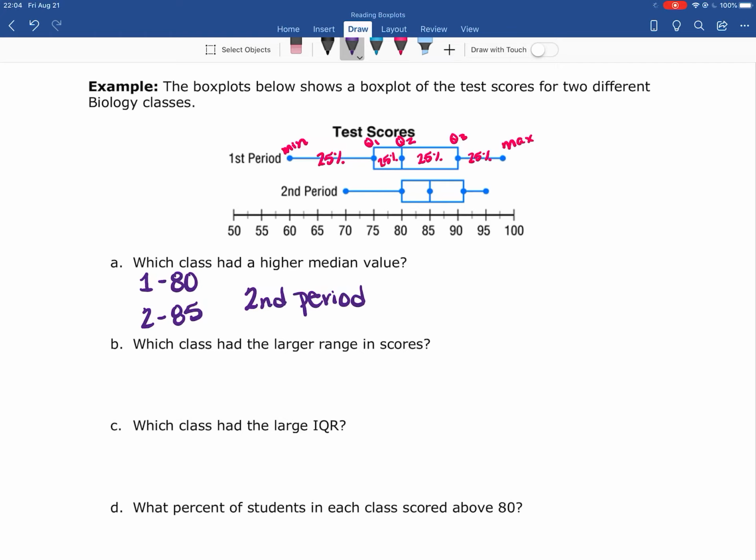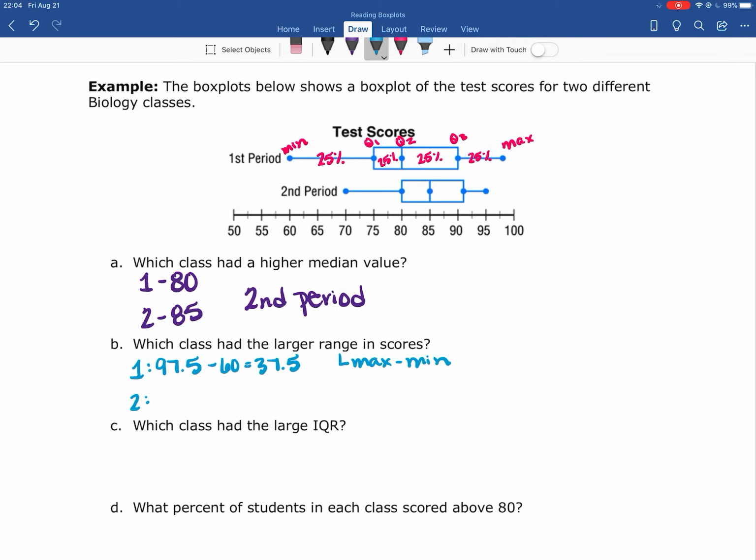Which class had the larger range in their scores? So recall the range is the maximum minus the minimum. The maximum for the first period class was, what did we approximate that? 97.5. And their minimum score was a 60. So that's a range of 37.5.